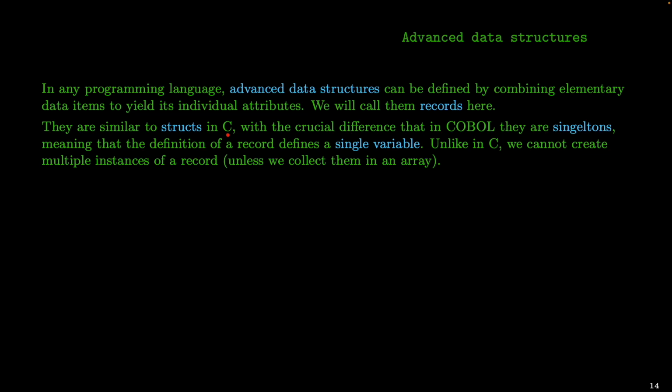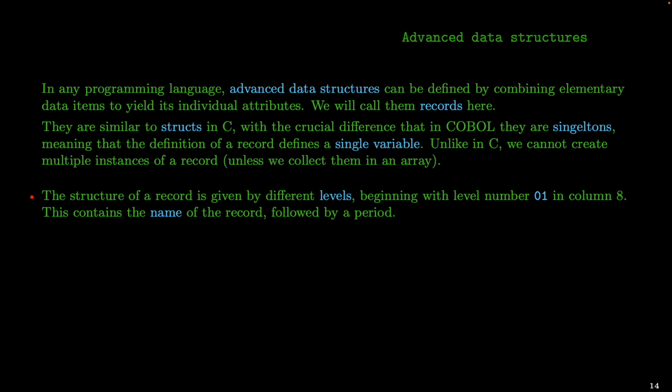So we could define a record and then, using the OCCURS keyword, have an array of records of this type, but that is of course different from being able to arbitrarily create new instances of a data structure as we could do in C.